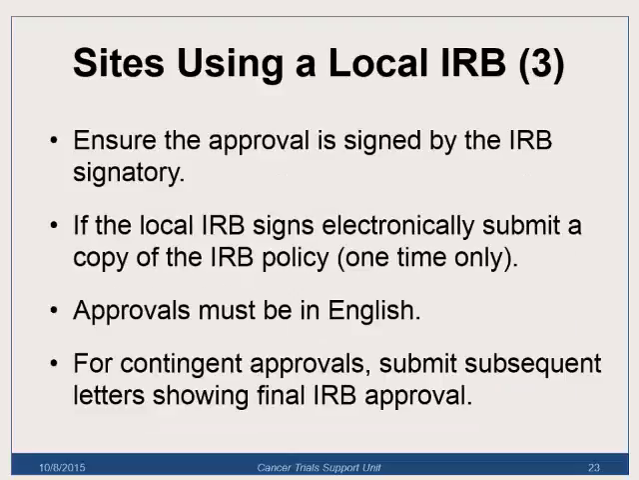You want to ensure the approval is signed by the IRB signatory. And if the local IRB signs electronically, submit a copy of the IRB policy, one time only, and approvals must be in English. For contingent approvals, you want to submit the subsequent letters showing final approval to make sure all those contingencies have been met.